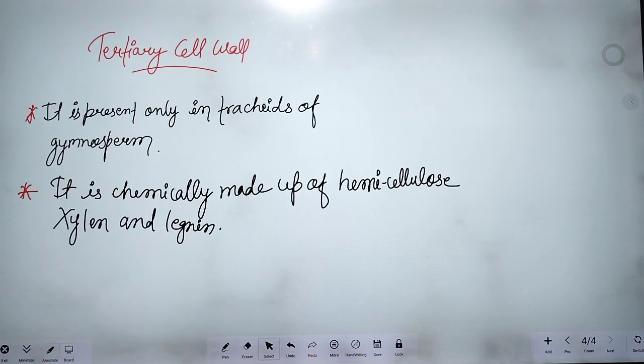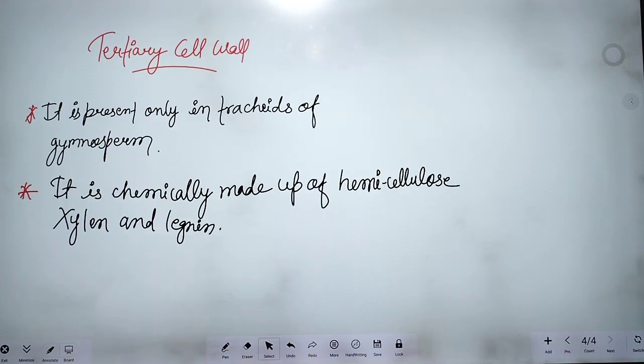Now we have our next topic, that is deposition. Okay, about deposition. So we will discuss this topic in the next video. Also about the plasmodesmata and about the extra deposition of material in the cell wall. Okay. So I hope you understand all the things till here. It is 3 parts of the cell wall.